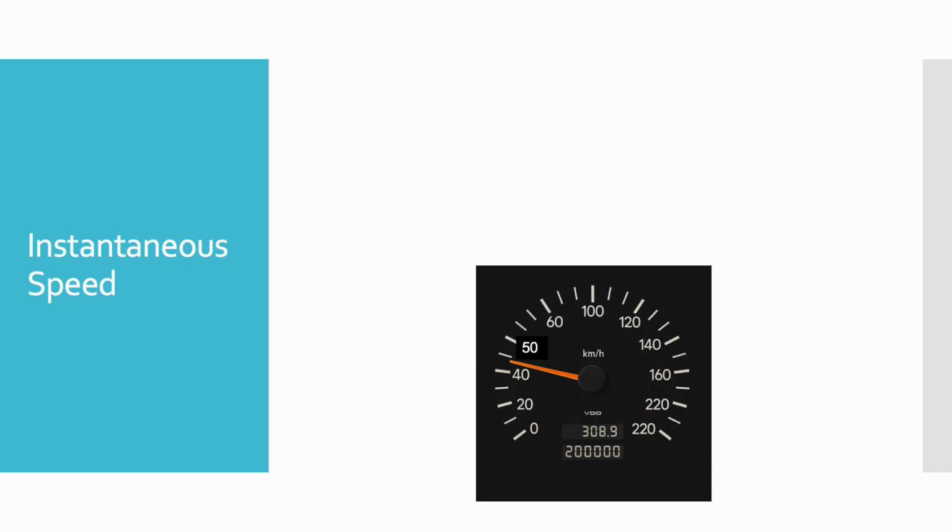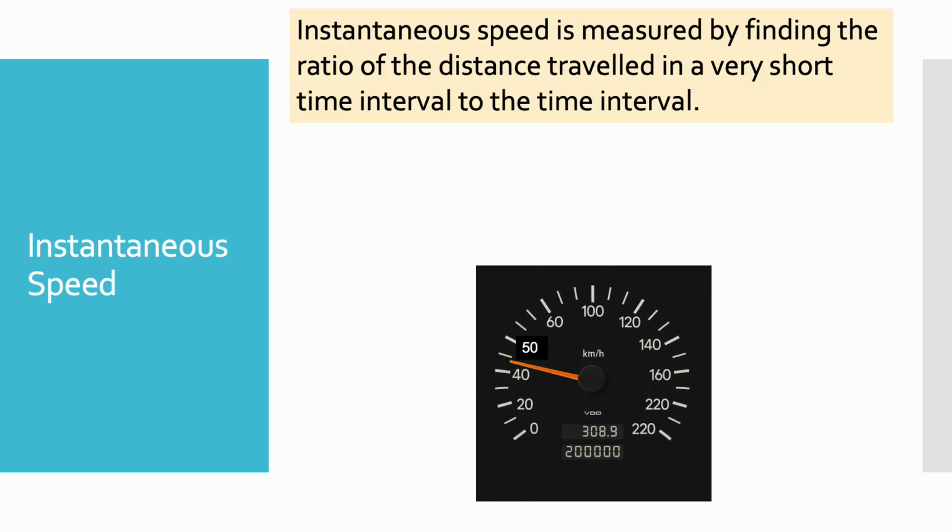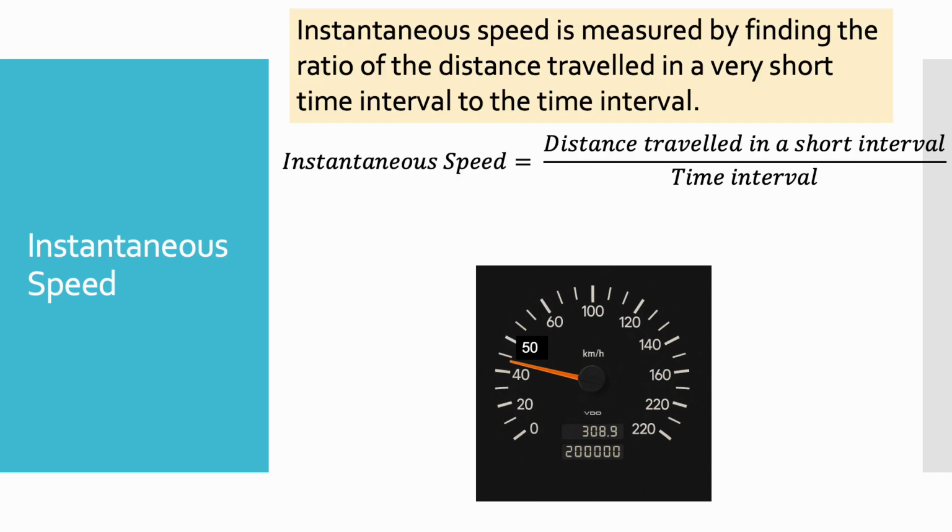Instantaneous speed is the speed of an object at a specific instant in time. It's found by taking the distance traveled in a very short interval divided by that tiny time interval. A speedometer in a car measures instantaneous speed. Here is the formula: distance traveled in a short interval divided by the time interval.